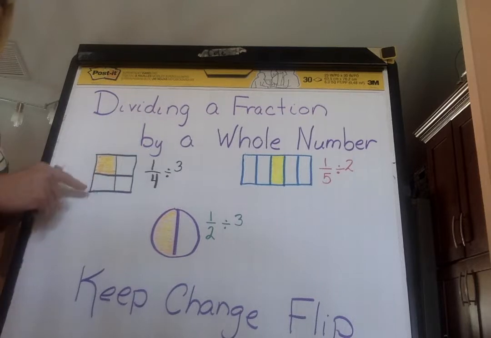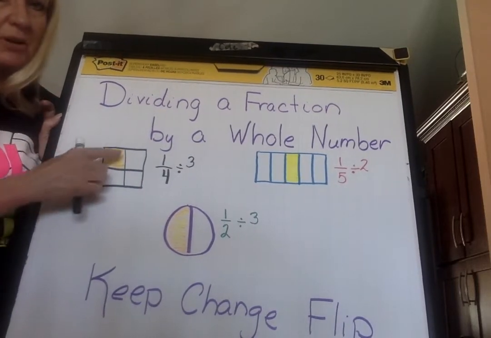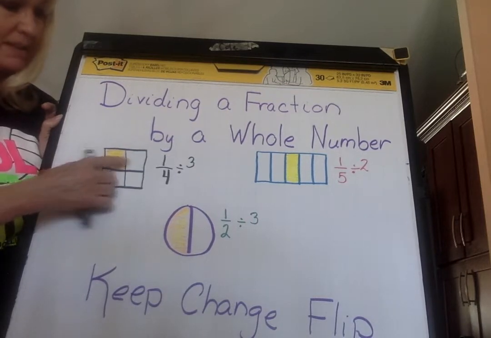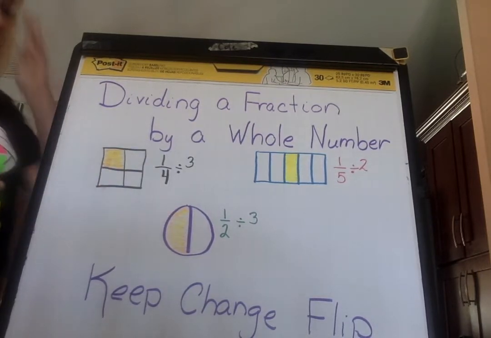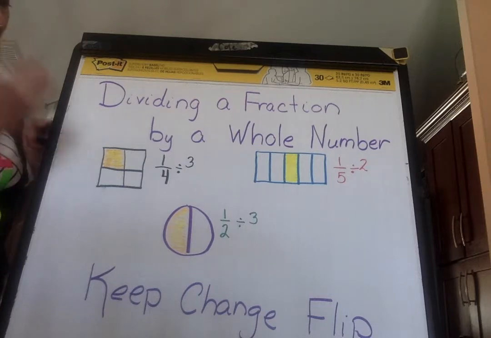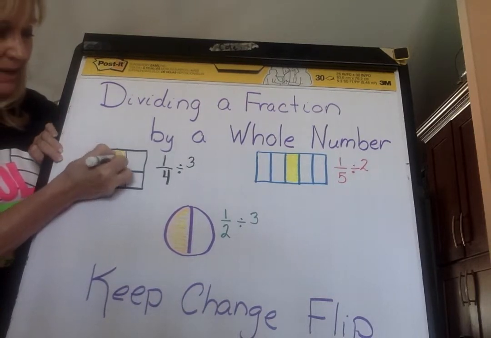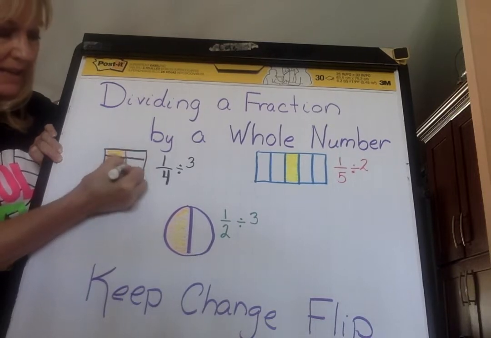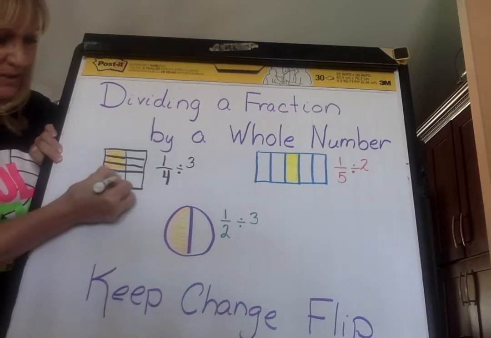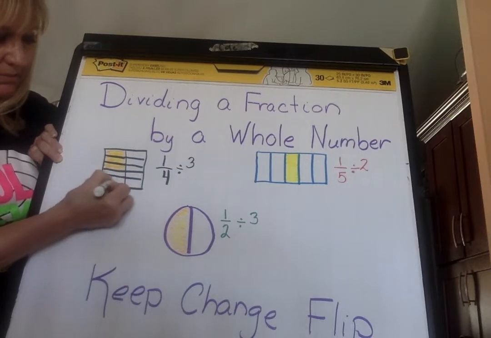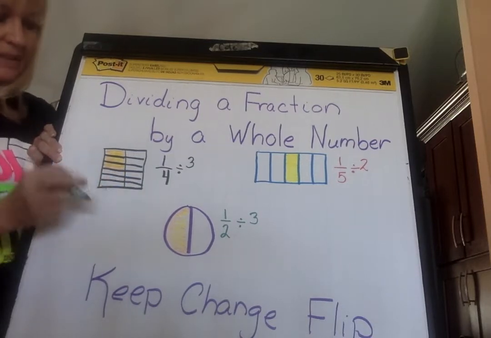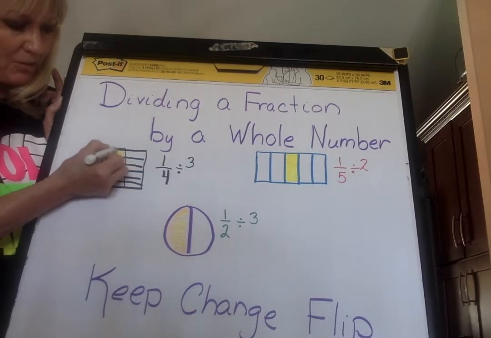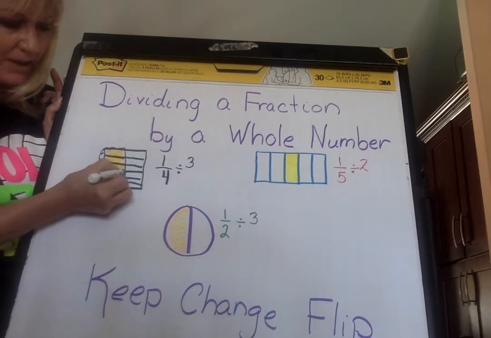All right, so let's look at this one. As you can see, I'm going to be working with the problem 1/4, which is shown right here, 1 out of 4 pieces, divided by 3. What that means is I'm going to take this 1/4 and cut it into 3 pieces. Now when I do that, even though these other pieces aren't there, I have to count them. Now what I've done is I've cut every piece of this, but the only part that I'm going to work with is this shaded part right here.